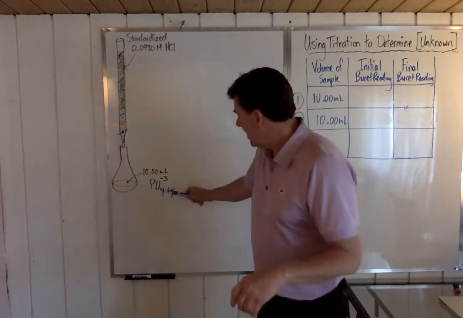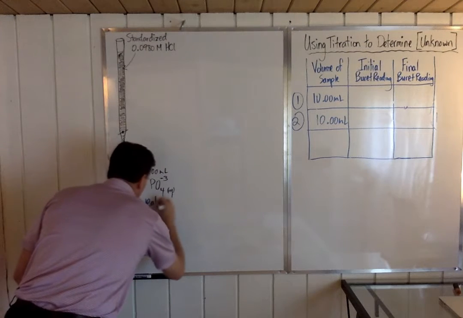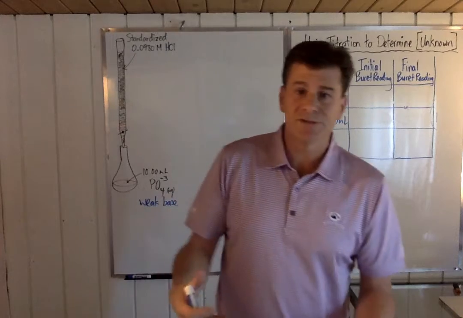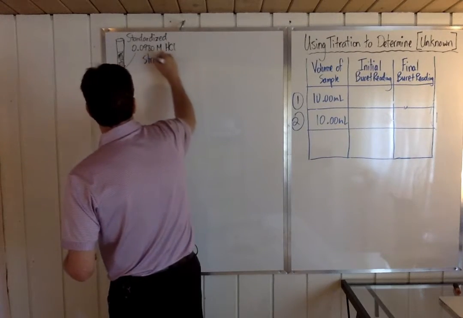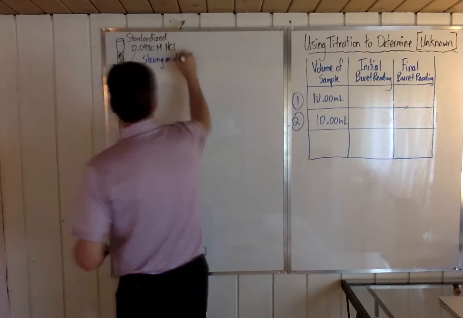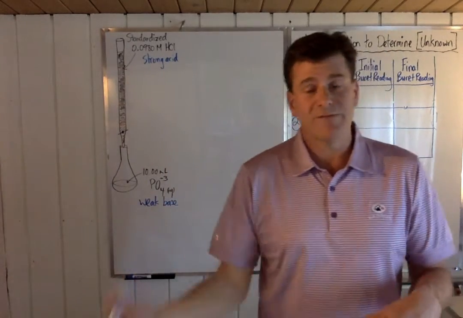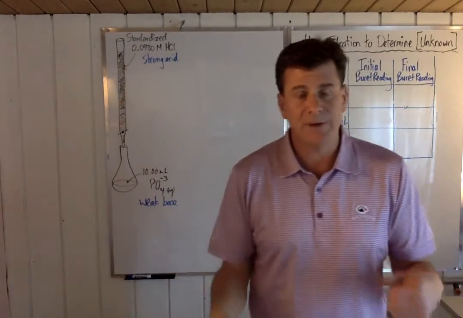So down here, I have a weak base, which means that I want to titrate using a strong acid, which, sure enough, HCl is a strong acid. So I go through that whole process of setting up my burette for HCl, and I get the sample of PO4 in there using my pipette.